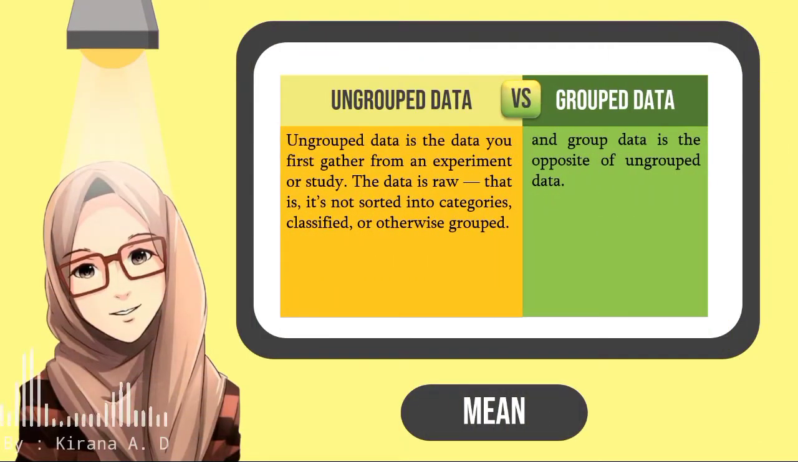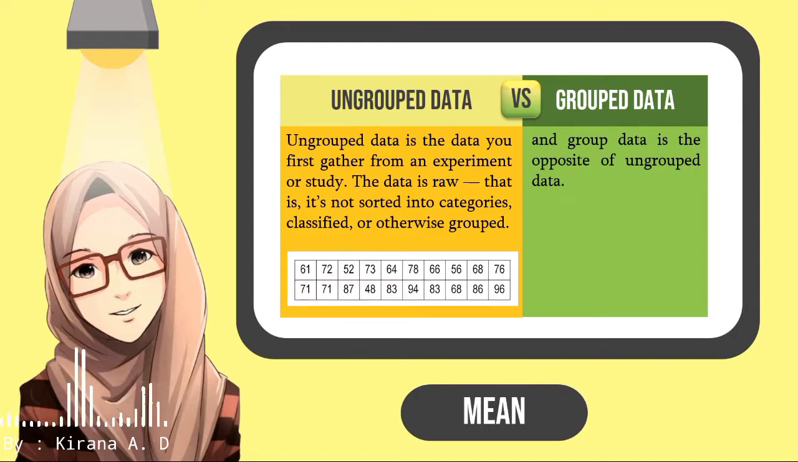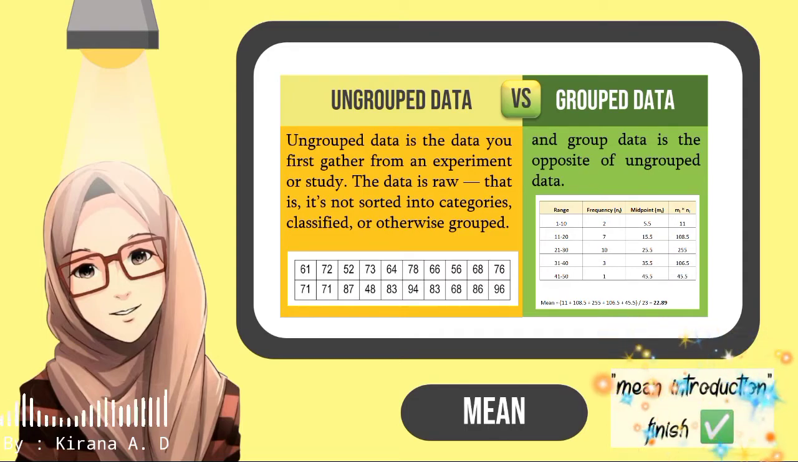Here we go. We can see there are differences between ungrouped data and grouped data. Take a look. Ungrouped data is the data you first gather from an experiment or study. The data is raw, that is, it's not sorted into categories, classified, or otherwise grouped. So, an ungrouped set of data is basically a list of numbers. Only that. And grouped data is the opposite of ungrouped data. And next, the discussion of formulas and examples of mean will be explained by another friend of mine.